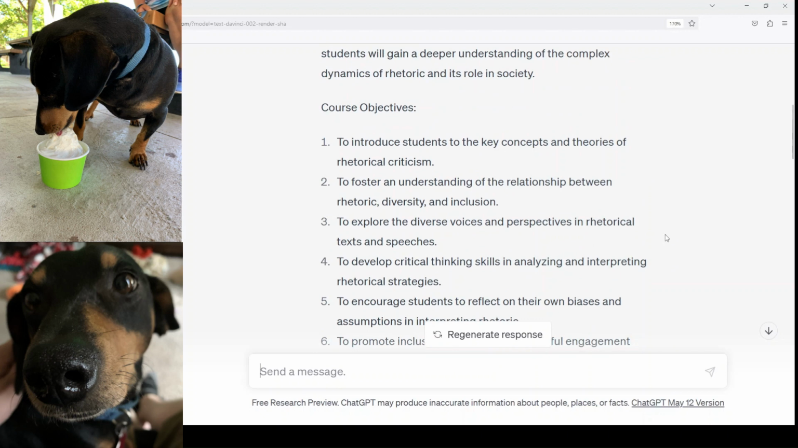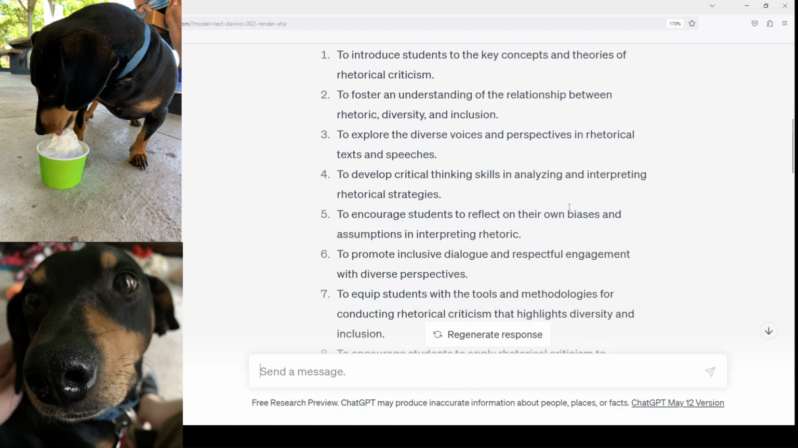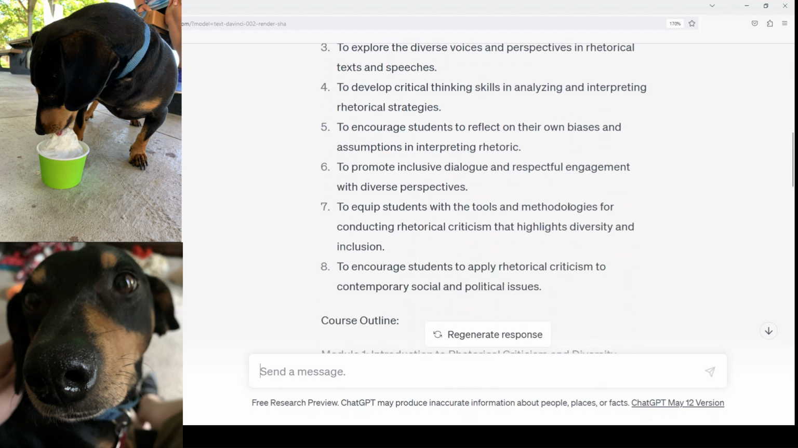In addition, ChatGPT gave us a lot of course objectives. All of those kind of go back to the original point of developing a rhetorical criticism course that emphasizes diversity and inclusion. However, usually I don't have like 8 different course objectives, so that might be a little bit too much. You might want to cut some of those out if you were to use the suggestions from ChatGPT.